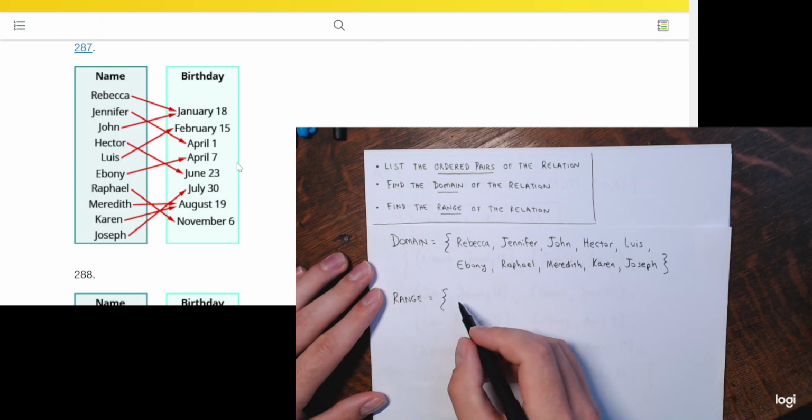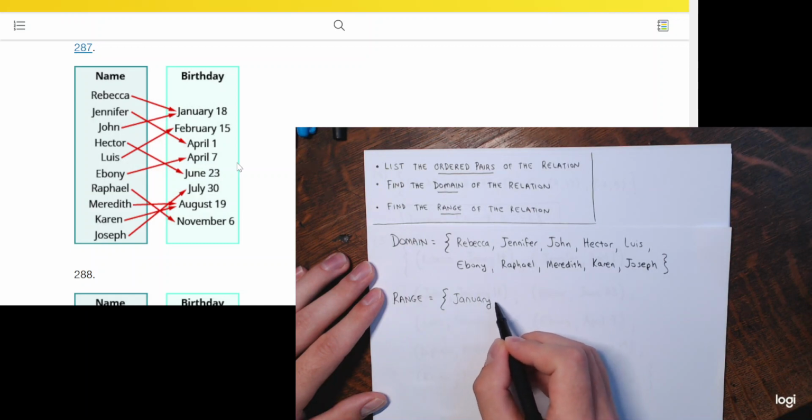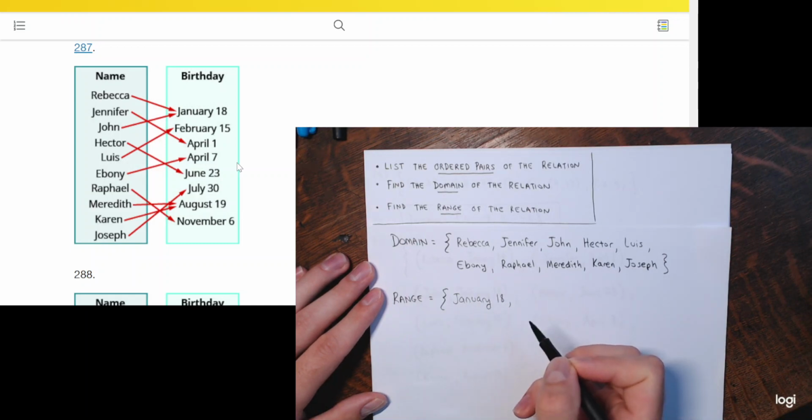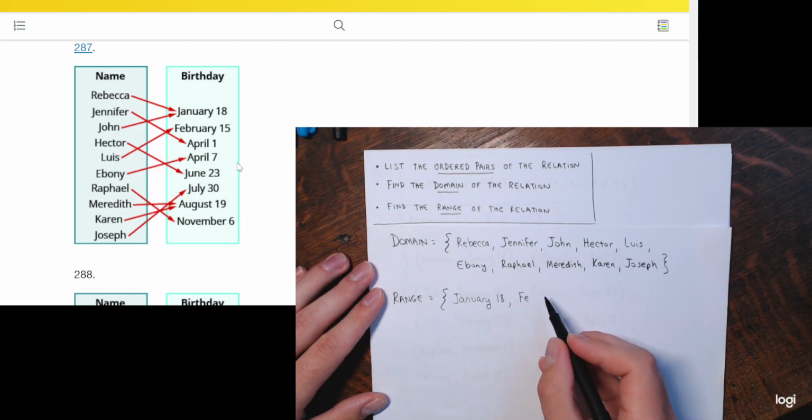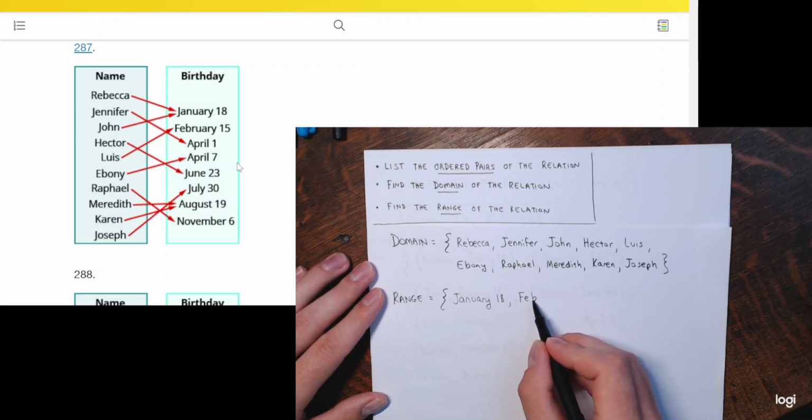So January 18th has an arrow going to it, at least one, so it's in the range. February 15th has an arrow going to it, so it's in the range. It's going to be a second coordinate in an ordered pair in this relation.